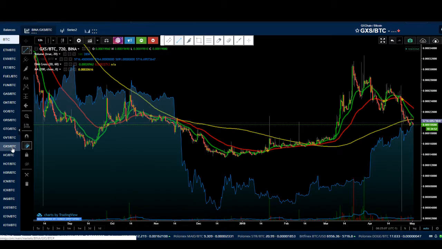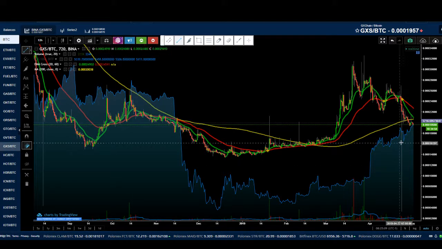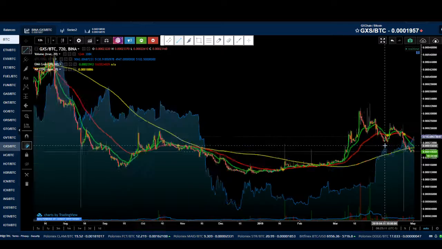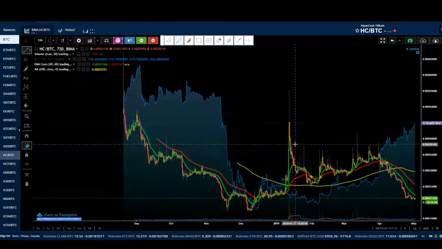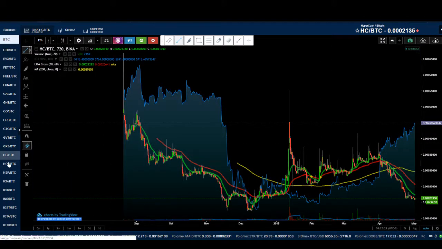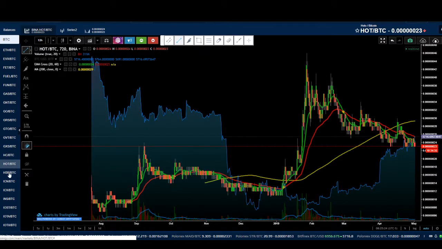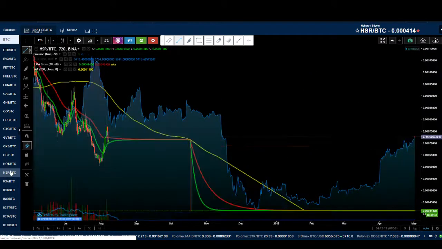GXS. Also marked as a pass, even though it had this massive skewer down. I'm kind of ignoring those as manipulation, and I don't know if that's good or not. Let's go on to HC, and it is a near fail. Ta-dum. Easy. This one is a pass. H, that's not listed here anymore.